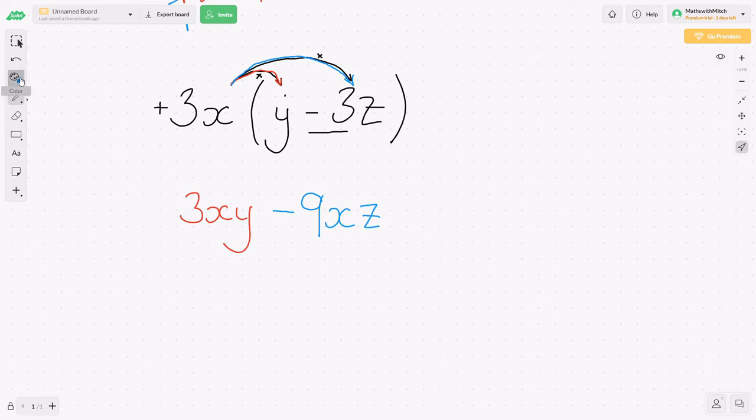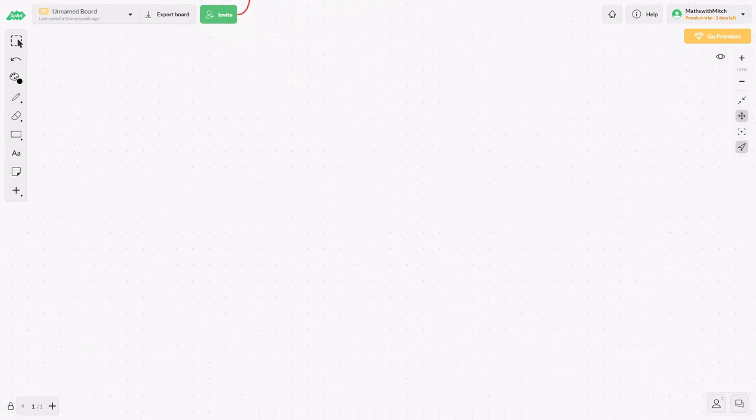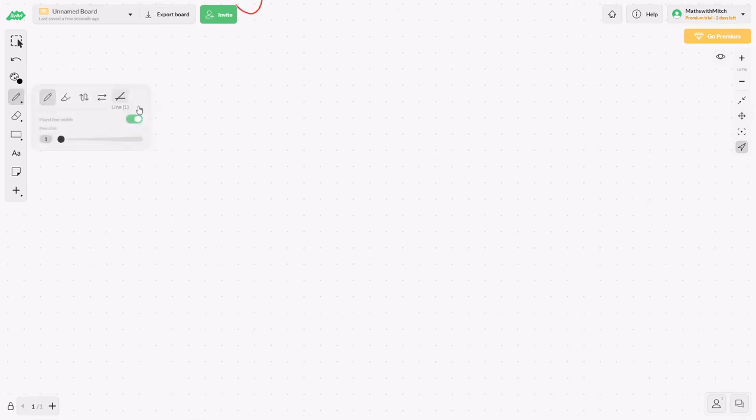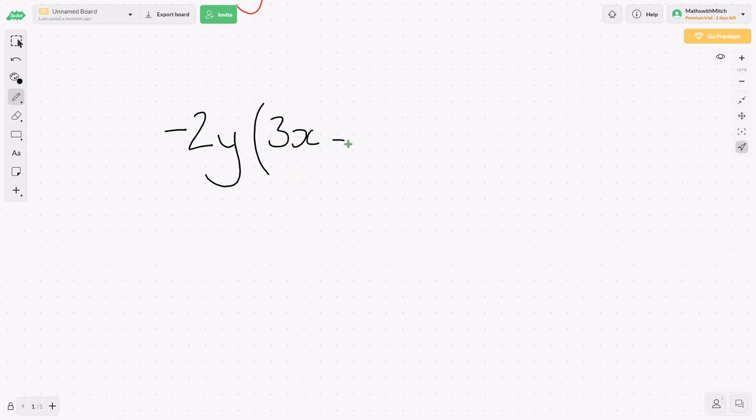So now let's look at another example. What if this time we had a factor out the front which was itself negative? So let's have negative 2y as the factor out the front, and let's put 3x minus 5z. And you get asked to expand the bracket, or you need to expand the bracket for what you're going to do.